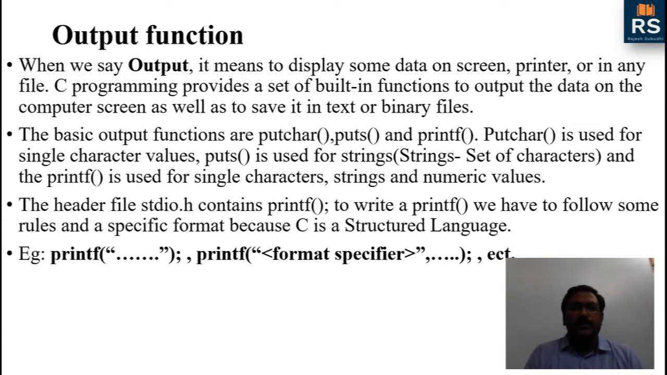They are the basic output functions which are very much used in C program. The putchar is used for output of a single character. The puts is used for strings. A string, what is string? It is a set of characters.